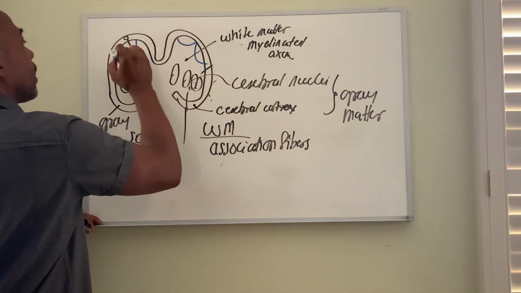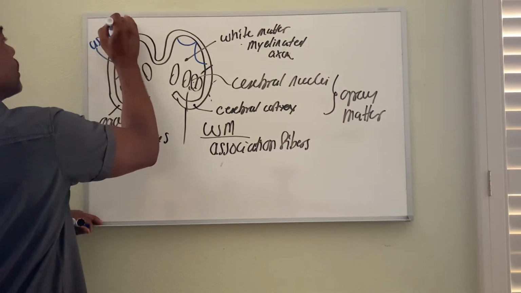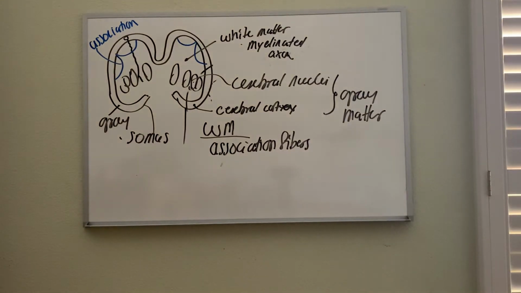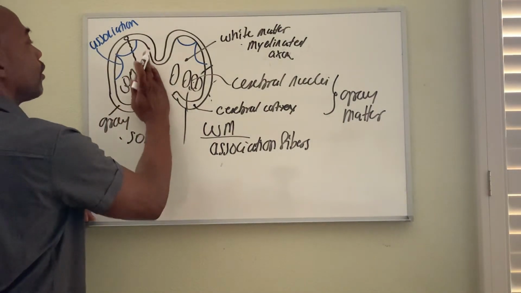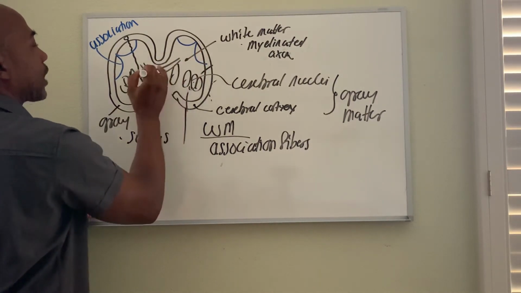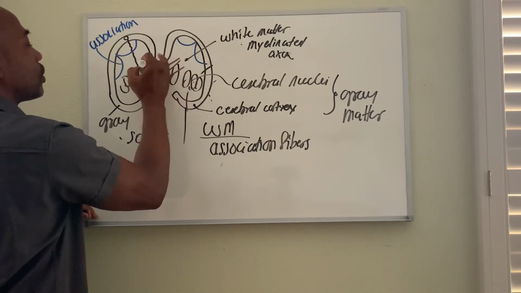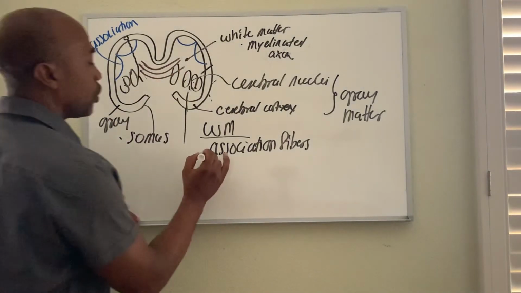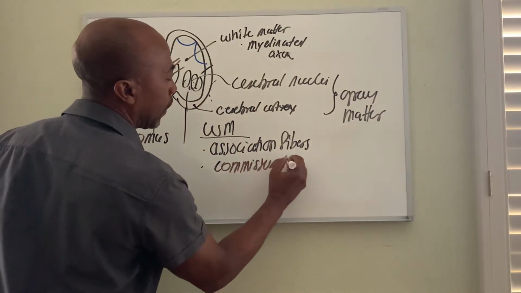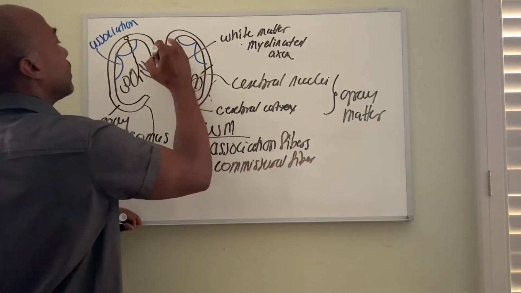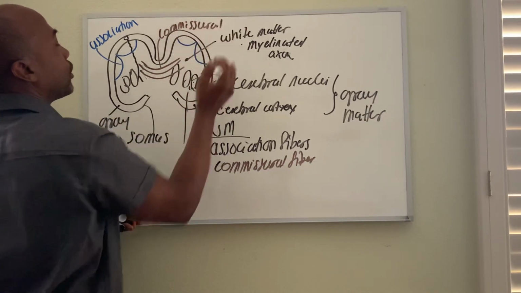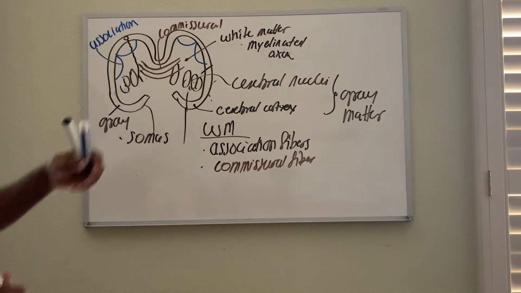So these are your association fibers. Then you have axons that cross over from one half of the brain over to the next. So they go like this. So these crossing axons that connect the left side to the right side of the brain, we call those your commissural fibers. Okay, these are your commissural fibers. They connect one half of the brain to the other side.